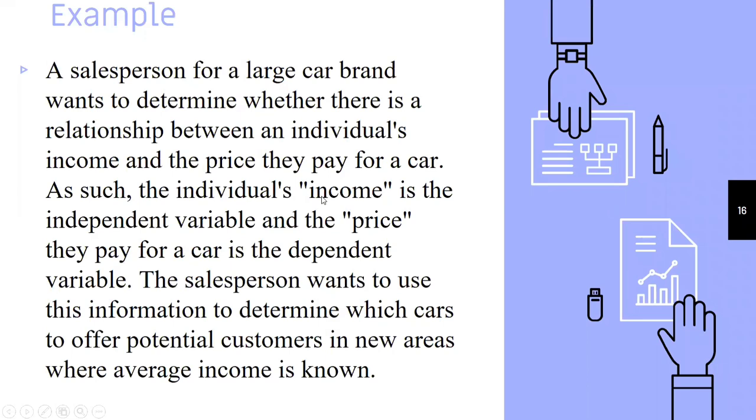An example of linear regression: suppose a salesperson for a large car brand wants to determine whether there is a relationship between an individual's income and the price they pay for a car. As such, the individual's income is the independent variable and the price they pay for a car is the dependent variable. The salesperson wants to use this information to determine which car to offer potential customers in new areas where average income is known.